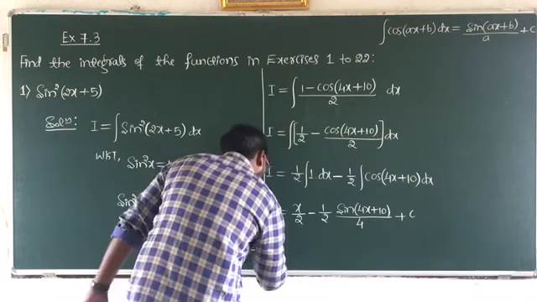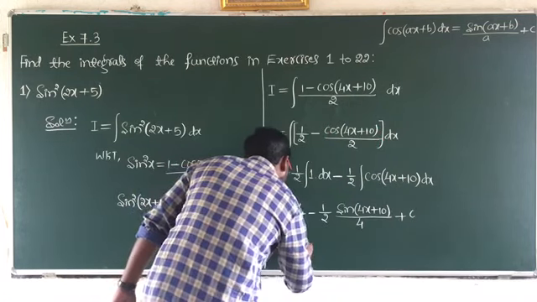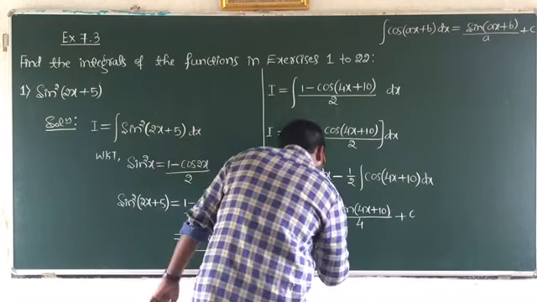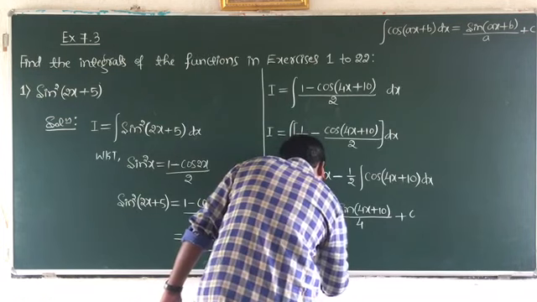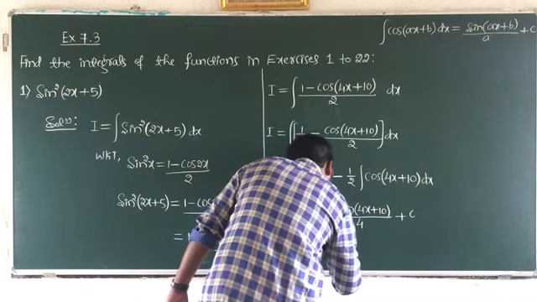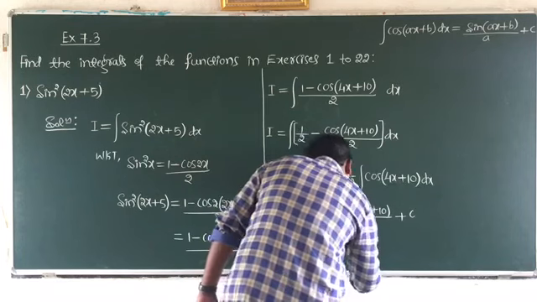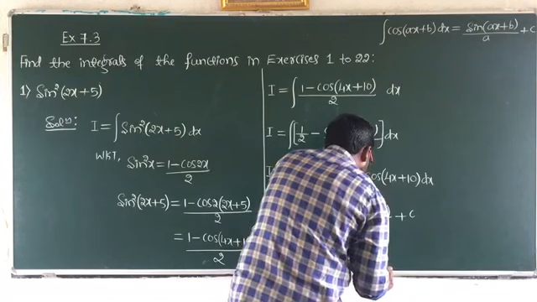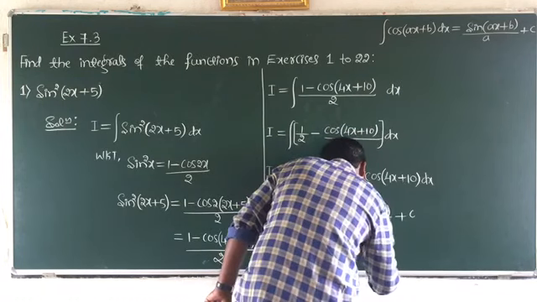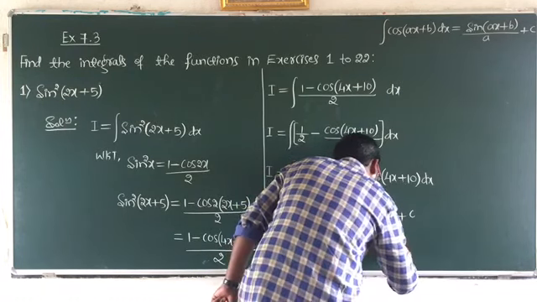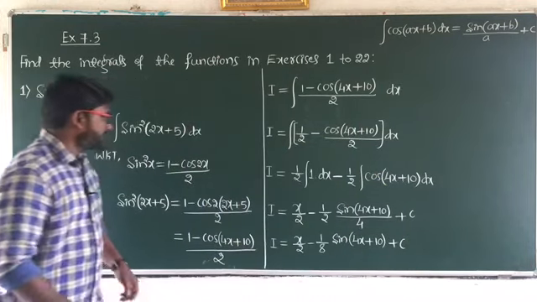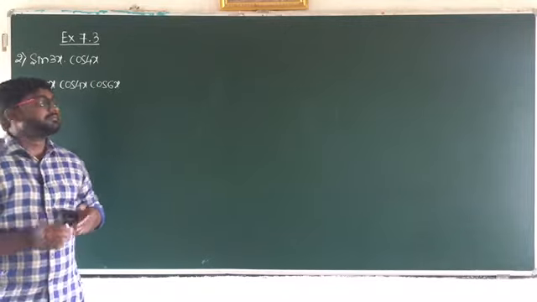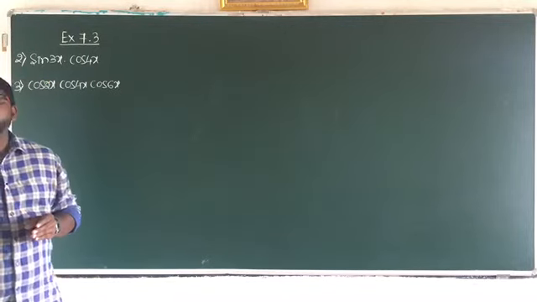So we can write this as I which is equal to x by 2 minus, 2 into 4 it is 8, we get 1 by 8 sin of (4x plus 10), plus C. So this is all about the first problem in exercise 7.3. We'll take the second one as an assignment. It is just similar to the example problem.